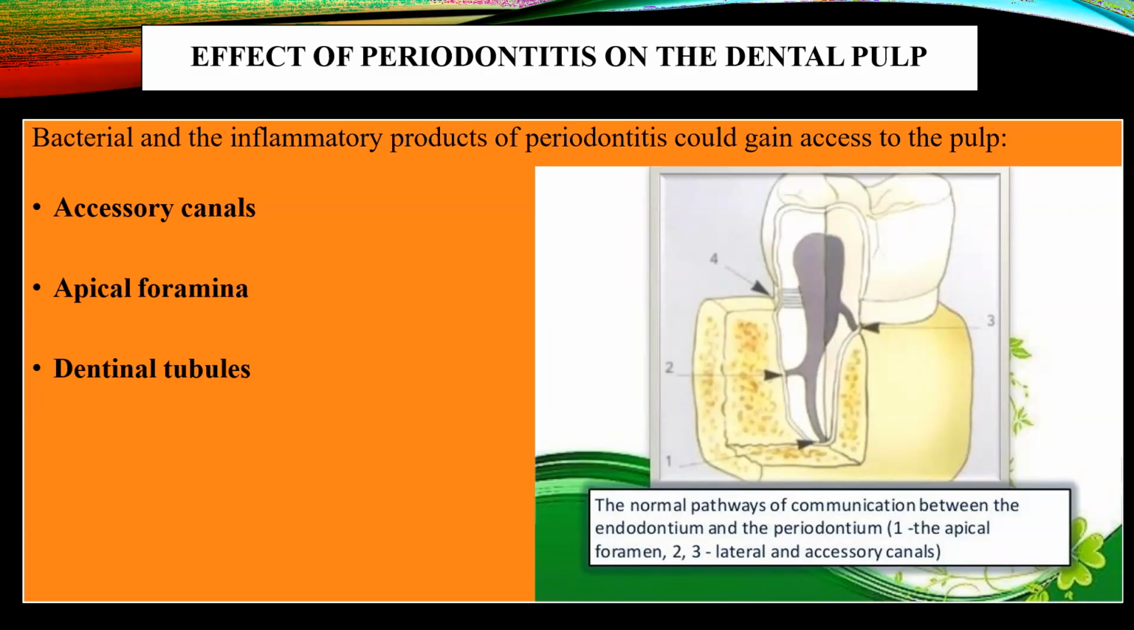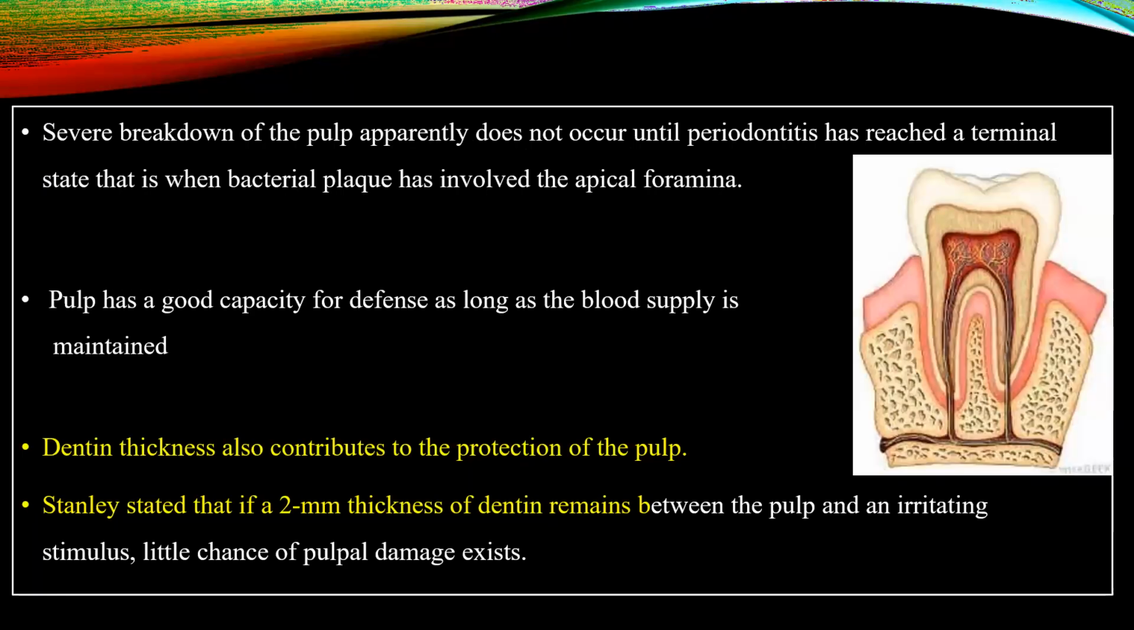And now, what is the effect of the periodontium on the dental pulp, or periodontitis on the dental pulp? Bacterial and inflammatory products of periodontitis can gain access to the pulp through either accessory canals, apical foramina, or dentinal tubules. And severe breakdown of the pulp apparently does not occur until periodontitis has reached a terminal state, that is, when bacterial plaque has involved the apical foramina. And the pulp also has a good capacity for defense, as long as the blood supply is maintained. And dentinal thickness also contributes to the protection of the pulp.